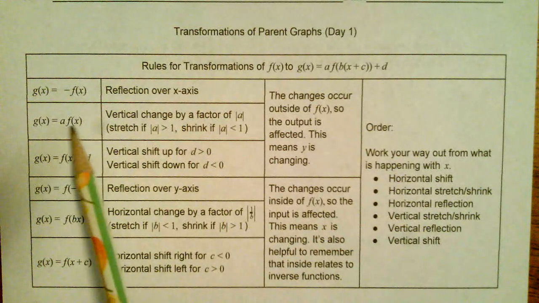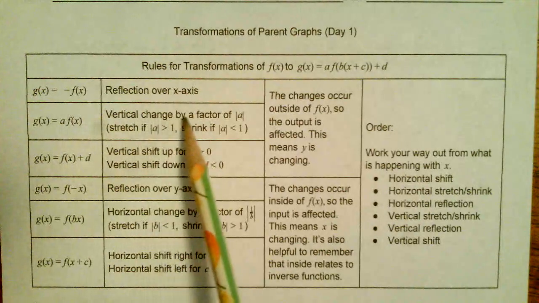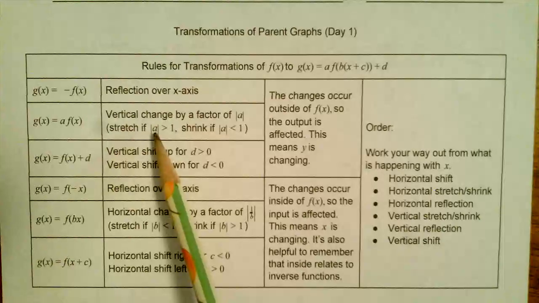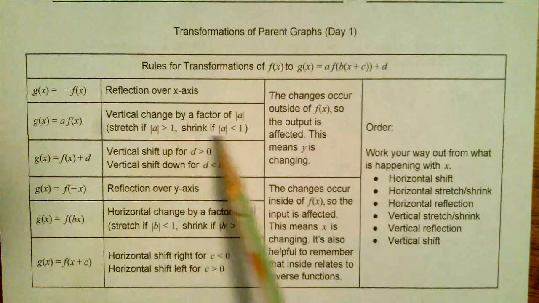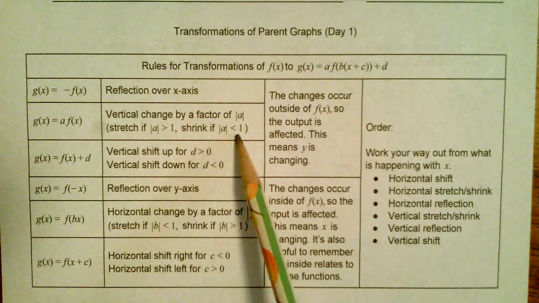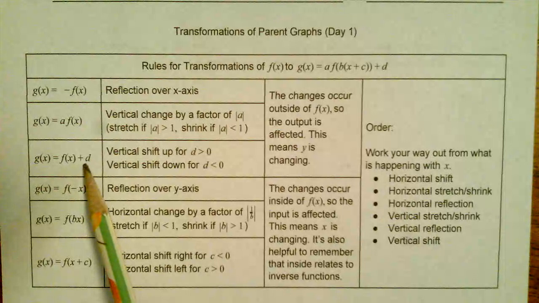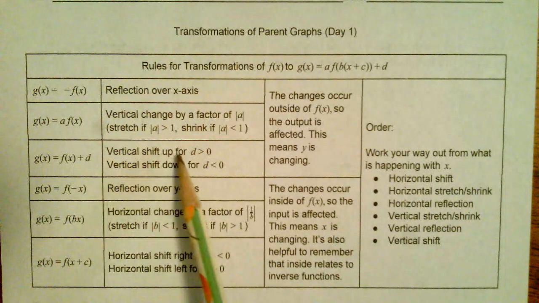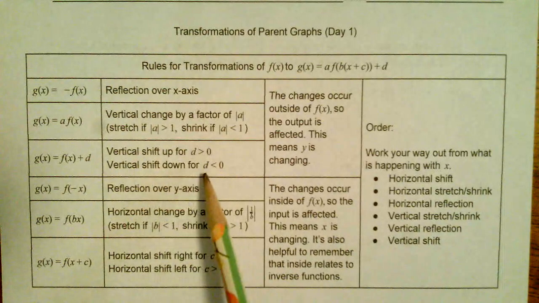If you multiply f of x by a constant, it's going to be a vertical change by a factor of the absolute value of a. So it's going to be a stretch, which means it gets bigger if the absolute value of a is greater than 1. And it's going to be a shrink. It's going to get smaller if the absolute value of a is less than 1. If you add or subtract a value d from f of x, it's going to be a vertical shift up for d greater than 0, a vertical shift down for d less than 0.